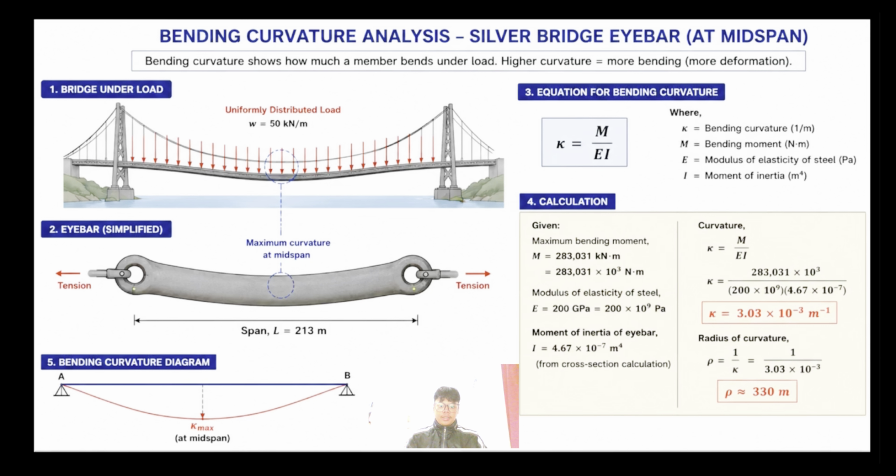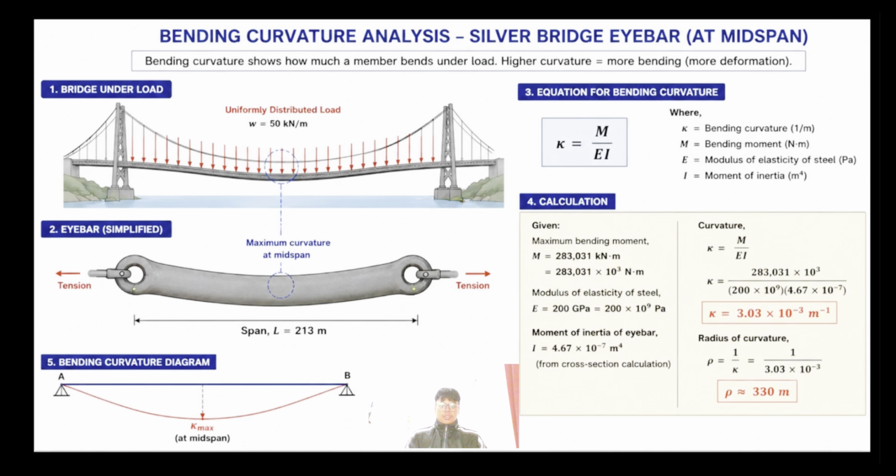Next, I will explain the bending curvature of the Silver Bridge. Bending curvature refers to how much a structural member bends under an applied load. According to the mechanics of materials, the curvature of a beam is inversely related to the material's stiffness, which is represented by the product of Young's modulus and the moment of inertia.